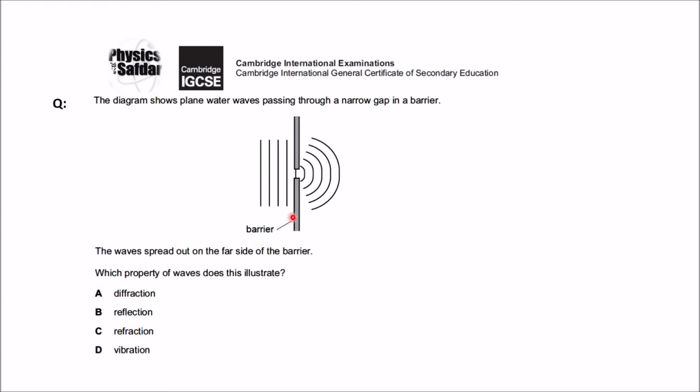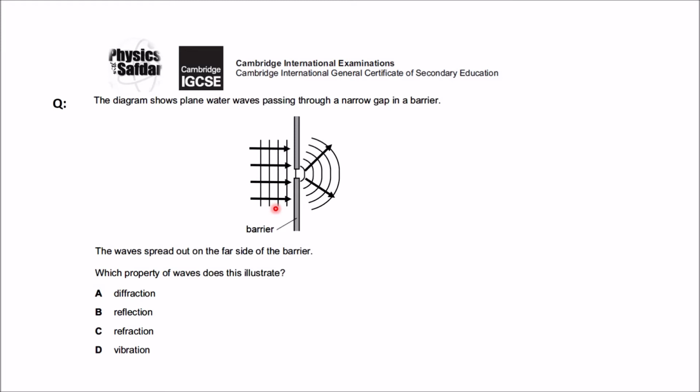Look at the diagram. You can see these verticals are called the barrier. This portion is called the gap, and you can see clearly the left side vertical lines are straight wave fronts. On the right hand side you can see semicircular lines. These are called circular wave fronts. What happens actually when the wave travels left to right? Look at this. Here you can see these arrows indicate the direction of wave travel. They are straight, and after going through the gap they spread out.